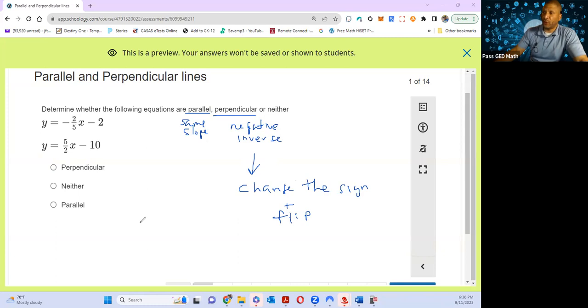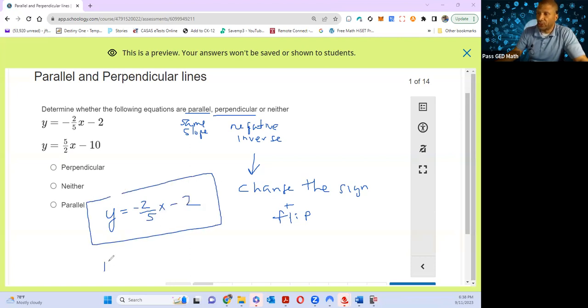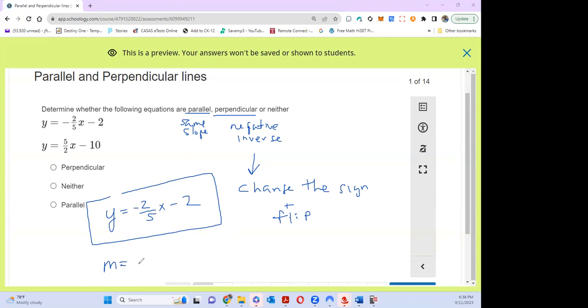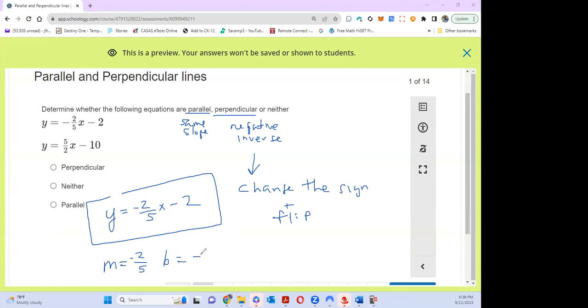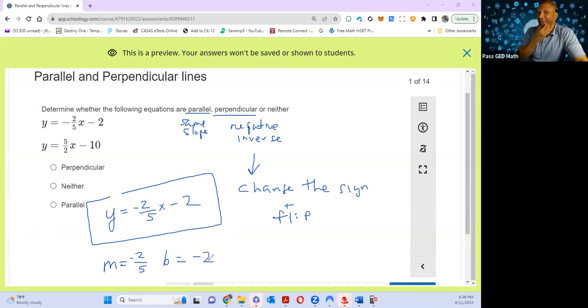So let's look at this first equation: y equals minus 2/5 x minus 2. Can somebody tell me, for this equation, what is the slope? Negative 2/5. Does everybody understand that? What is the y-intercept of this equation? Negative 2. Does everybody understand that?